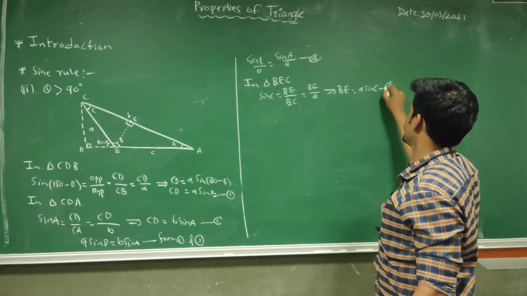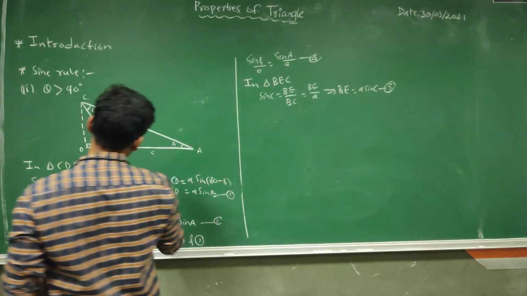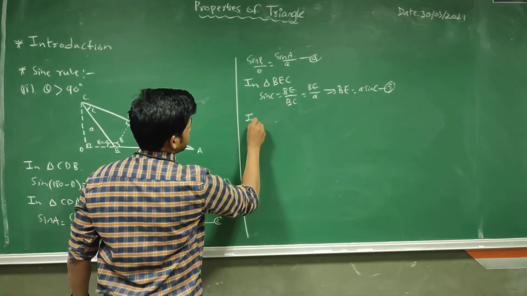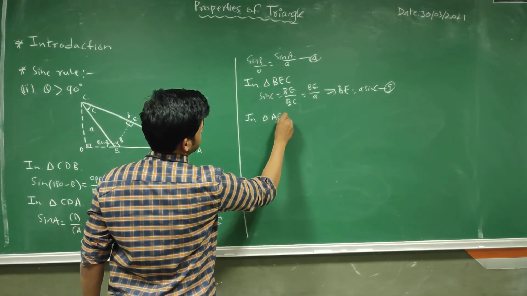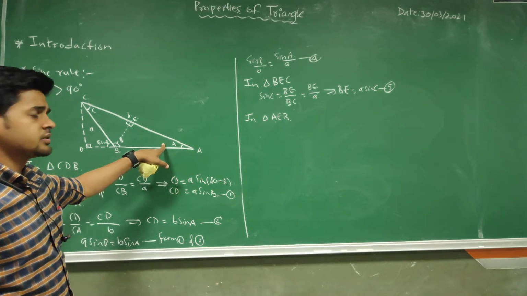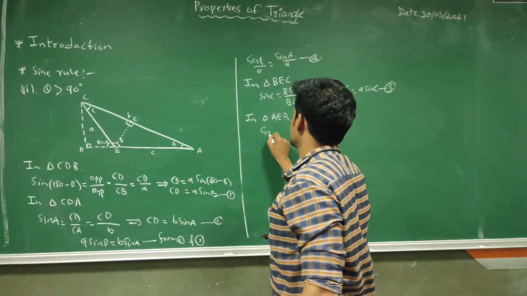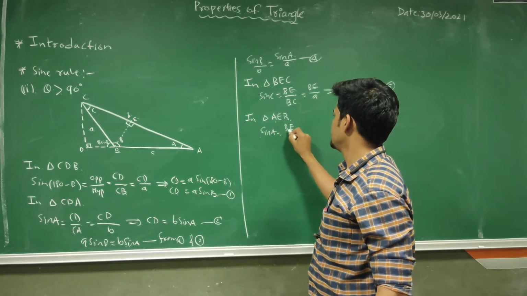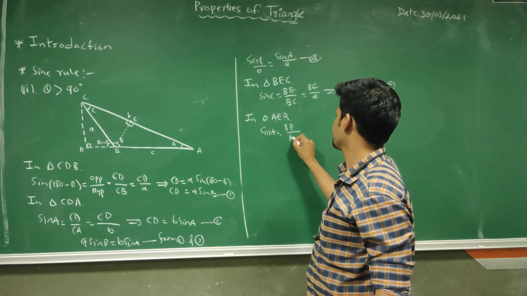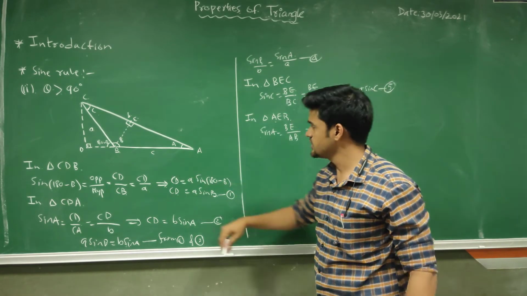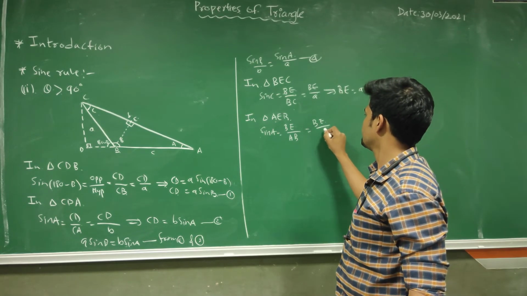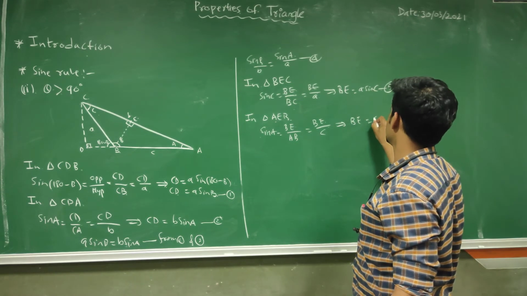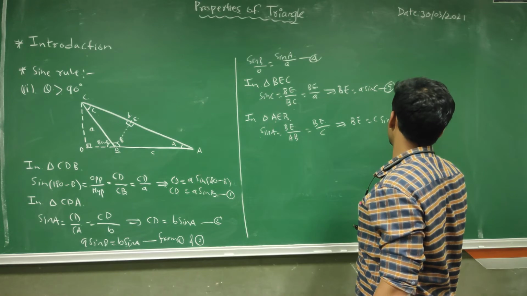Let's take this as equation number 5. And in the second right angle triangle, AEB, just apply the sine rule here, sin A. So sin A is nothing but opposite by hypotenuse, and opposite is BE by AB, and AB is nothing but C. So BE by C. So I can conclude that BE is equal to C sin A. Let's take this as equation number 6.